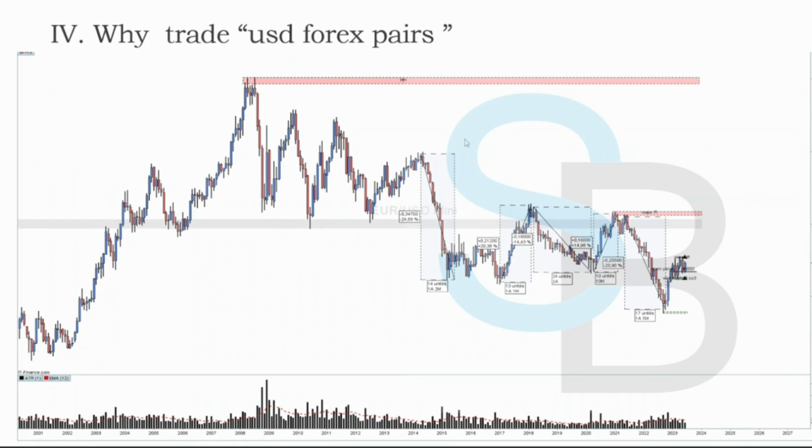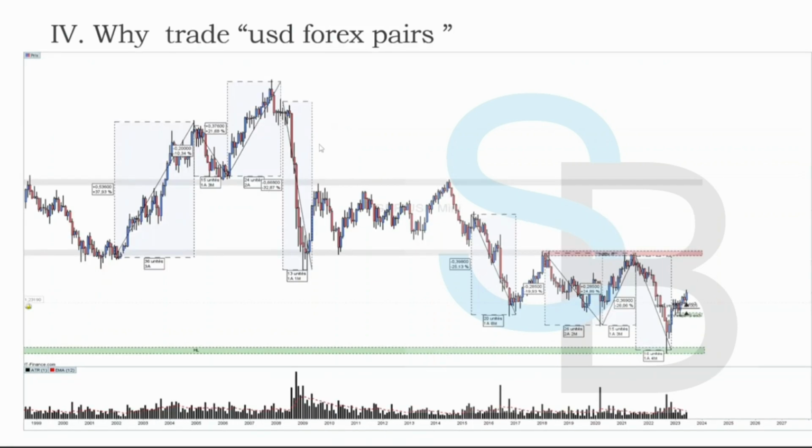As you can see, for the EURUSD, we have clear price action, and we have a trend that can last for a year or 2 years on average. For the GBPUSD, as you can see, we have the same thing. We have a trend that can last for 2 years or a year or so.